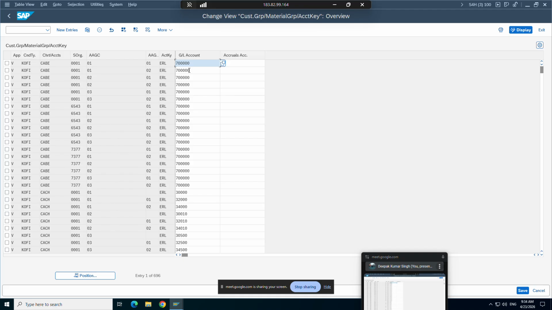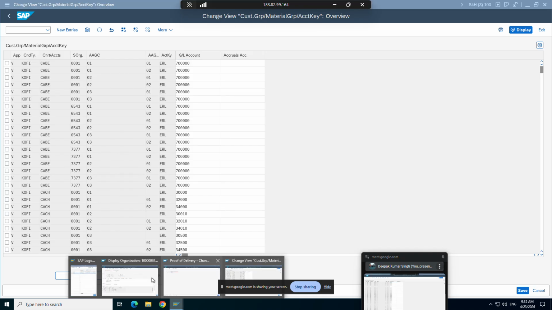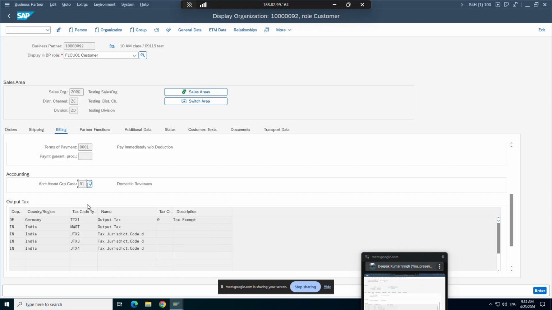Now you see, out of those 7, account assignment group of customer is also one of the parameters to get the GL. So this is something you maintain in the customer master here. Now this is tax classification. Again, this is something more of finance data rather than SD data, but it comes under sales and you maintain it in the sales data basically.